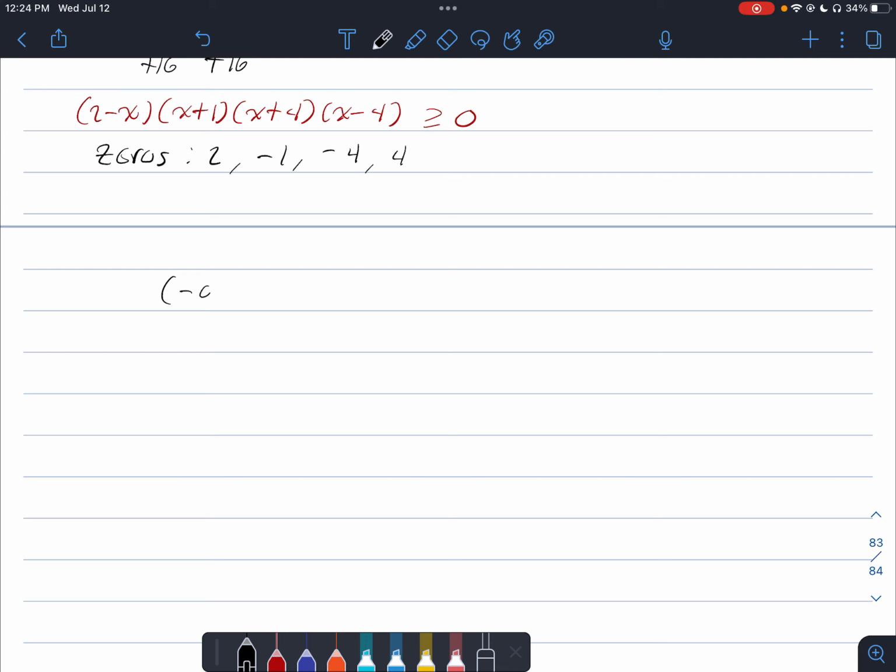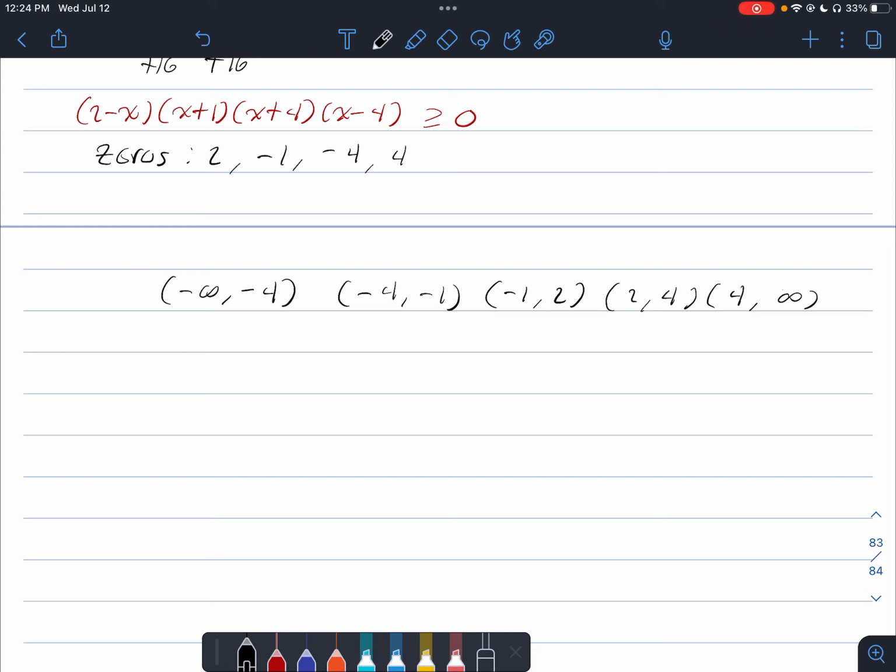Our 5 intervals are going to be negative infinity to negative 4. Then we're going to have negative 4 to negative 1. Then we're going to have negative 1 to 2. And then we're going to have 2 to 4. And then we'll have 4 to infinity. So we have 5 different intervals we have to consider.